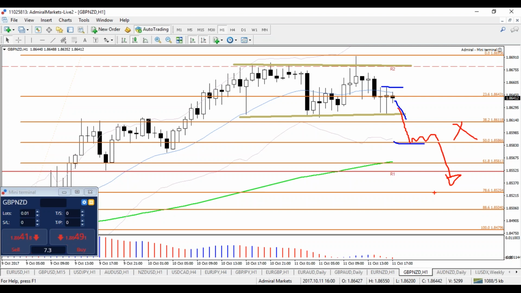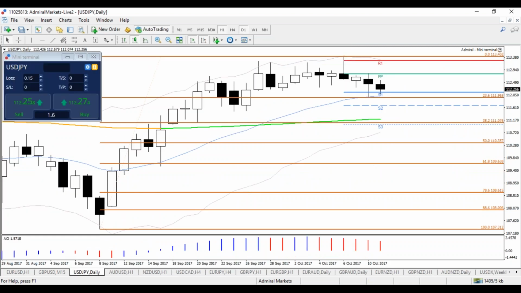Anyone else have a currency pair in mind? Would you like to take a look at something? We talked about dollar yen yesterday, remember? And I said it doesn't really make sense to trade it at this 23.6 fib, remember? Right. Yeah, let's take a look at the hourly chart, right?